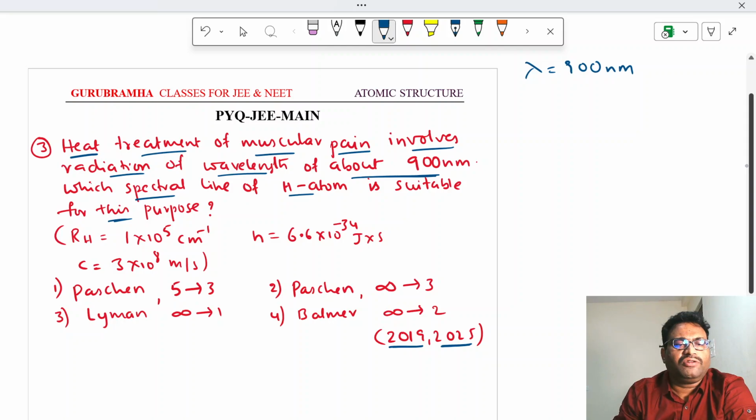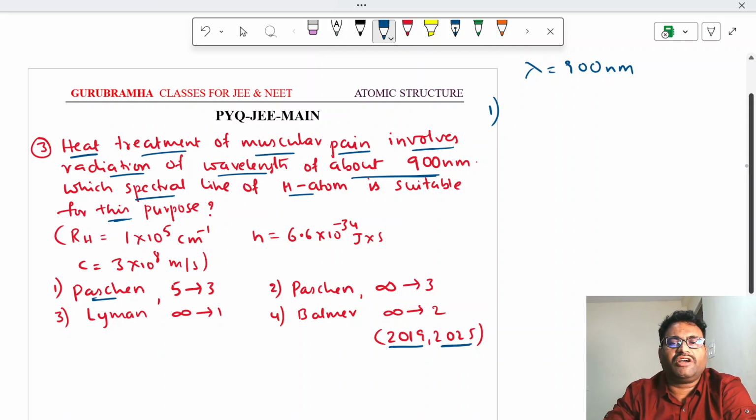So the spectral line: the electron is returning from the fifth orbit to the third orbit. It will release a spectral line. That spectral line will have some energy. That energy is associated with some wavelength. So let us take the first option. In the Paschen series, it is coming from 5 to 3.